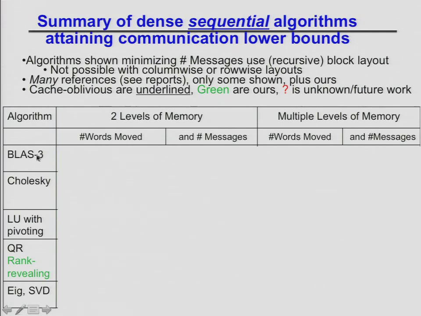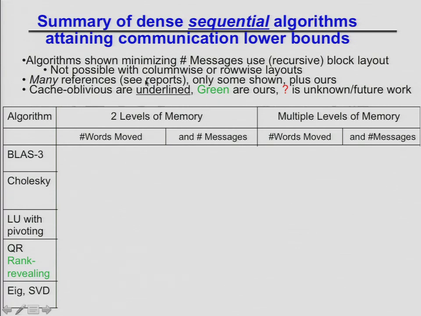I'm going to try to tell you that for all these different linear algebra algorithms: matrix multiply and all its cousins, the BLAS3; Cholesky, that's Gaussian elimination on a symmetric positive definite matrix, so no pivoting; then LU with pivoting, which I just told you about; then the QR decomposition that comes up in least squares problems; and a variation of it where you do rank revealing, where you permute the columns; and then the eigenvalue problem, both symmetric and non-symmetric, and the SVD.